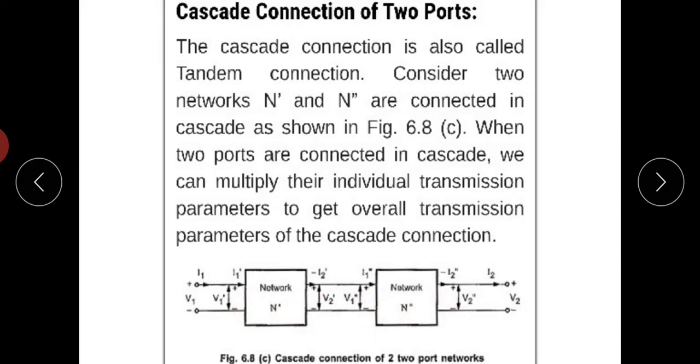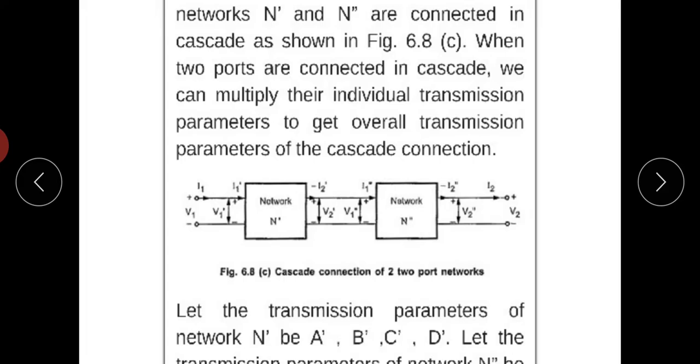When two networks are connected in cascade, we can multiply their individual transmission parameters or ABCD parameters to get the overall transmission parameters of the cascade connection. So if you want to find the total two-port network parameters, first we have to individually find the ABCD parameters of the networks. So first, for the N dash network, we have to determine the ABCD parameters.